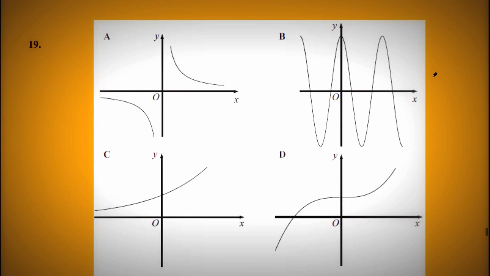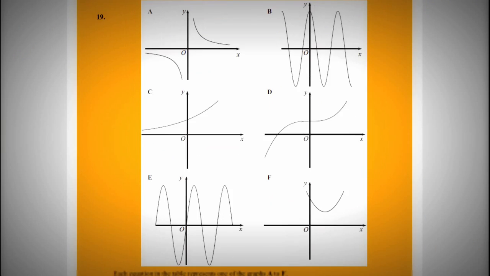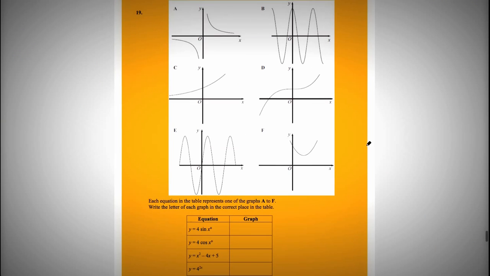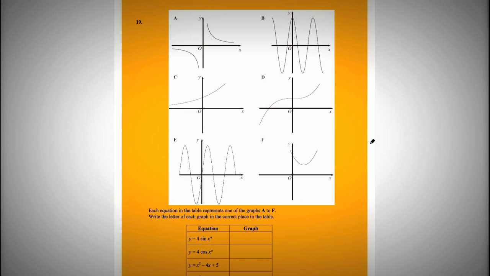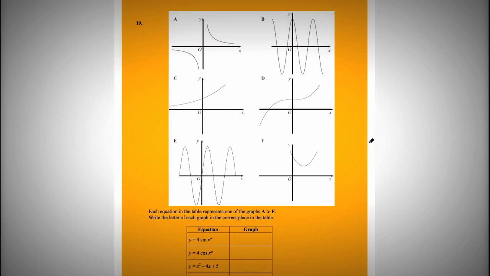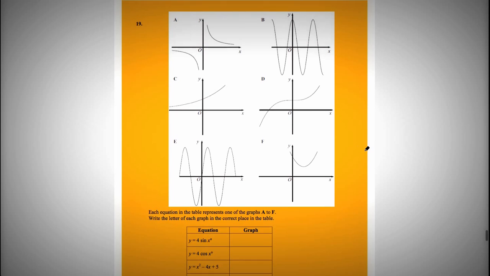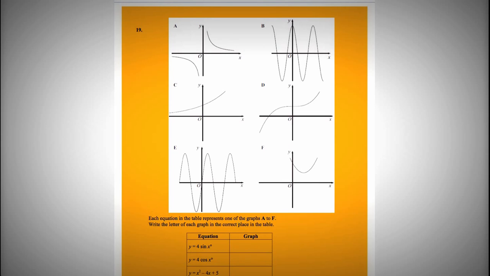Question 19. Series of graphs. Each equation in the table represents one of the graphs A to F. Write the letter of each graph in the correct place in the table. So y equals 4 sine x. That means like a sine graph, which is the simplest one, starting at 0, 0 for sine, and doing a wave like that, apart from it's 4 times bigger. But it still has to go through 0, 0, because 4 times 0 is still 0.